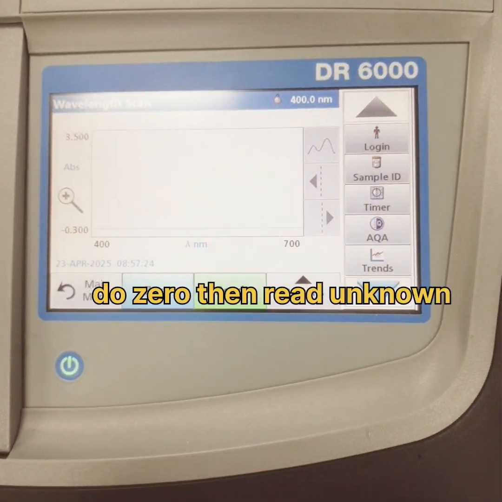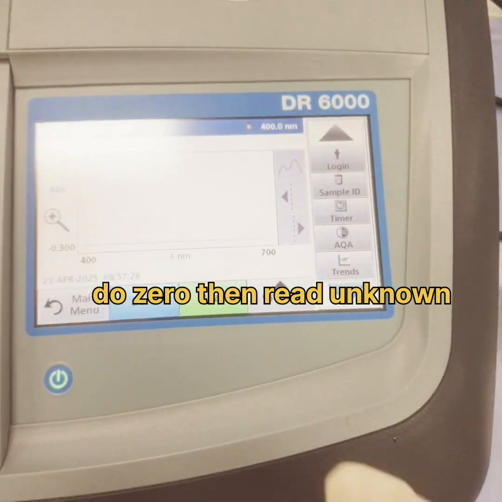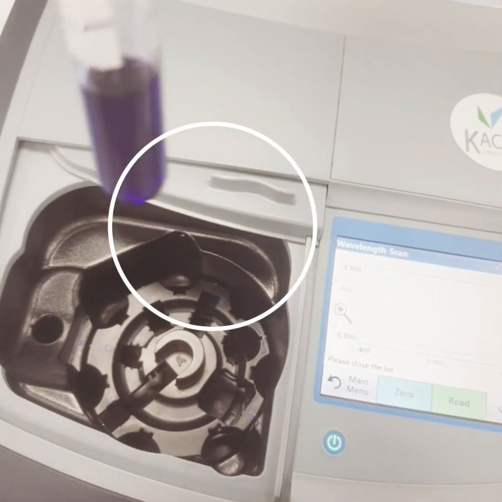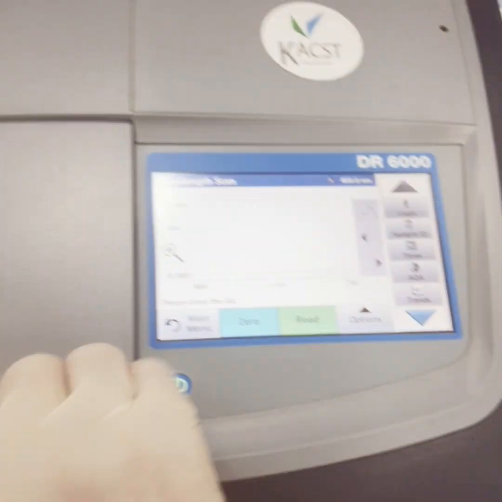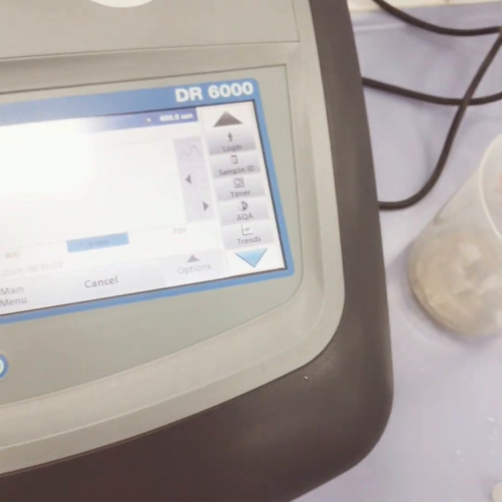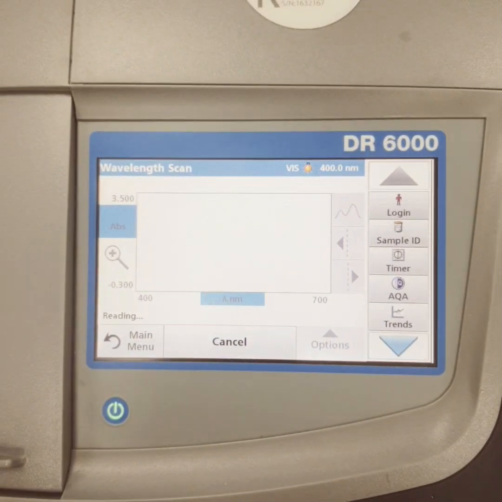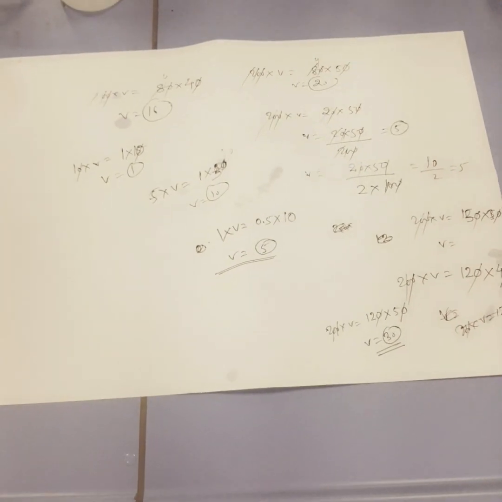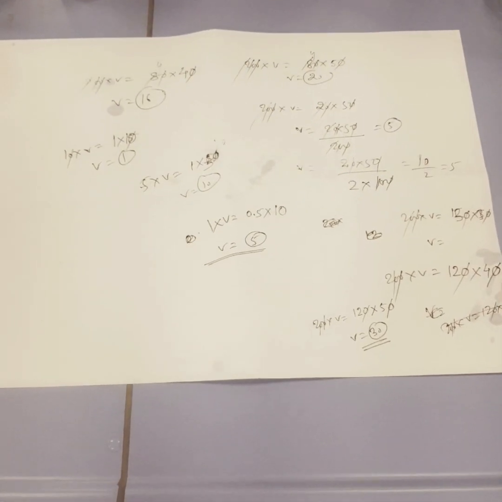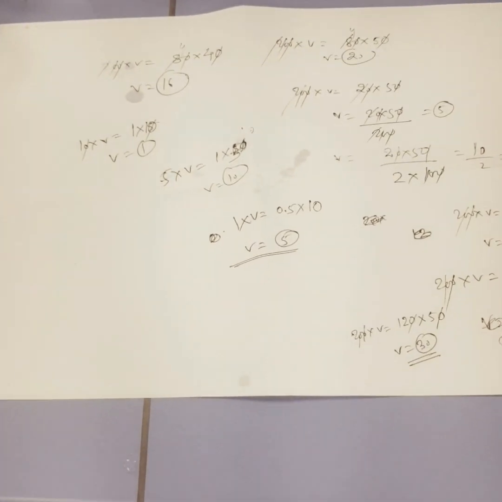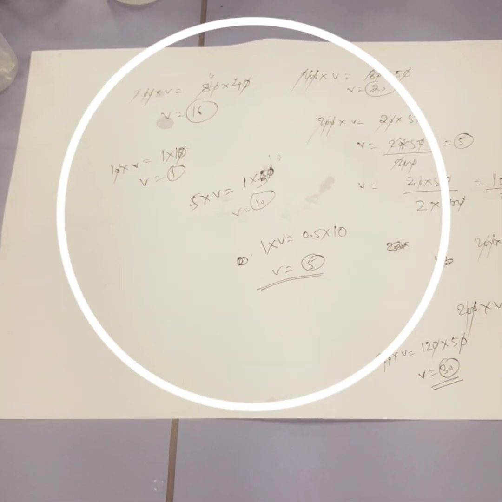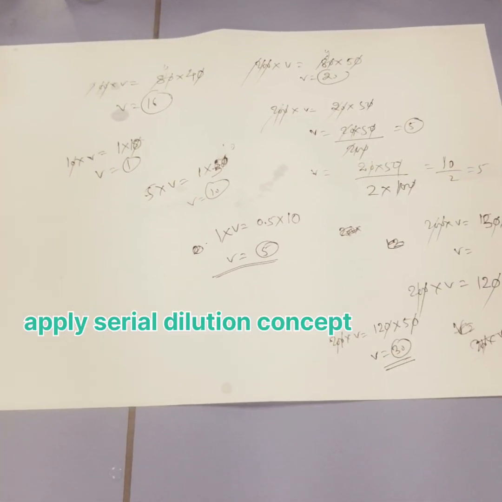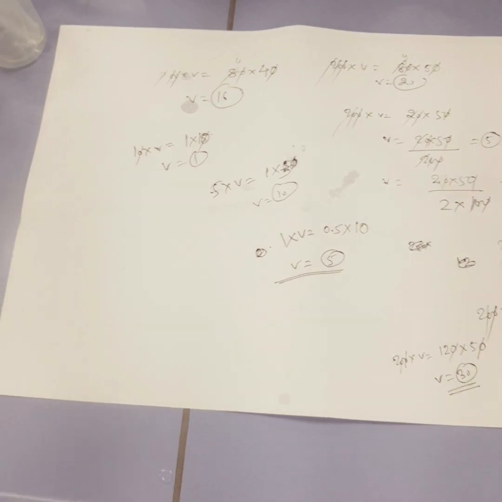You see that in water there is no peak, so I have added this higher concentration for scanning. We'll say read. We have calculated the lower stock from the higher stock using the serial dilution concept, or you can say the quantifications.